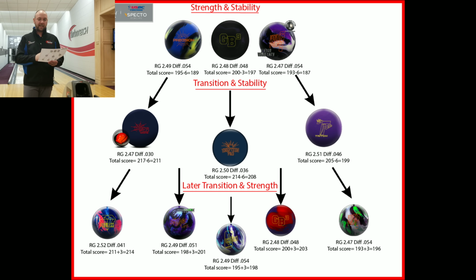Savage Life, it's 198 already. We're going to add 3, it's going to make it 201. And then your weaker of the 5 of these 5 balls is the Flawless. We're looking at 211, and we're going to add 3 to that, so it's going to be 214.